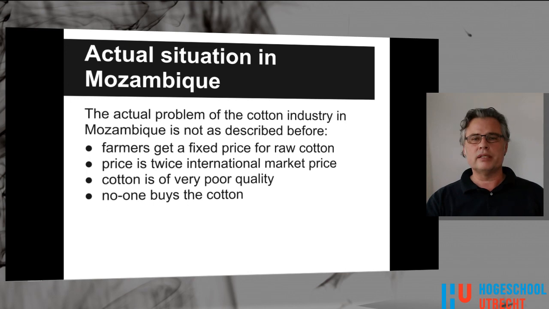The price is twice the market price for raw cotton, and the cotton farmers have no incentive to improve the quality of their product. The result is poor quality cotton for twice the price that no one will buy and no one can use. As a result, the crops are burned and the cotton industry is not developing to its full potential.